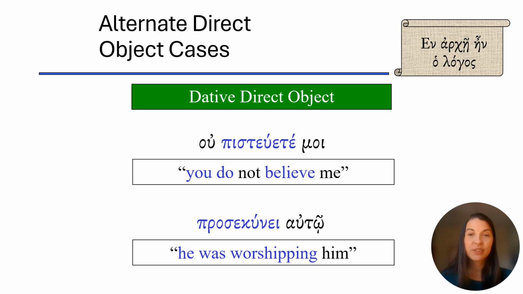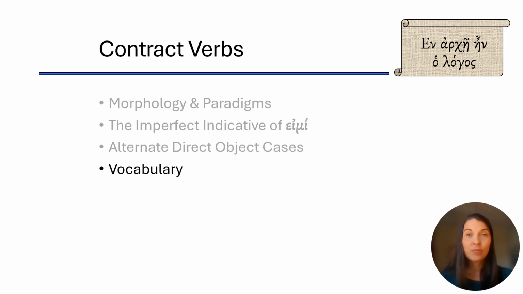And the dative direct object is also used in these examples. Ou pisteueis moi, you do not believe me. Or prosekunei auto, he was worshiping him. You could say that the worship is being directed to him, which is another way of conceptualizing this, but basically just remember that sometimes some words will take a dative as their direct object. So this chapter has not been a lot of new items, but just a new way to use some of the things you've already been learning.